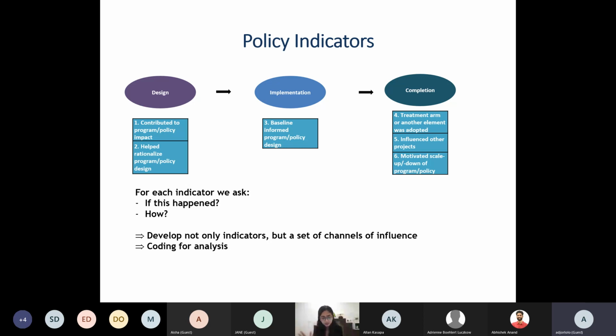The second part of this was implementation. So whether the baseline informed the program or policy design. I'm not sure if we went through this in any of our previous sessions, but baseline is what you establish even before doing any sort of research or any sort of implementation of an intervention. So baseline would be your as-is scenario.